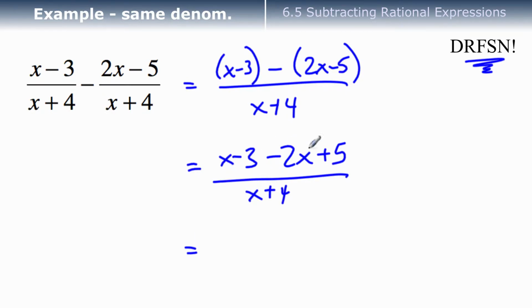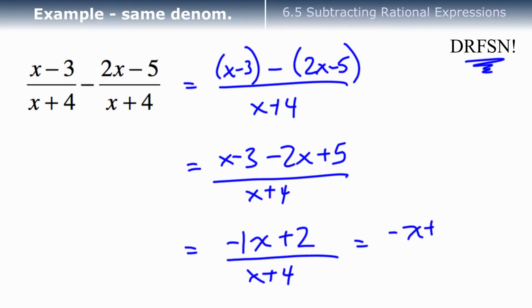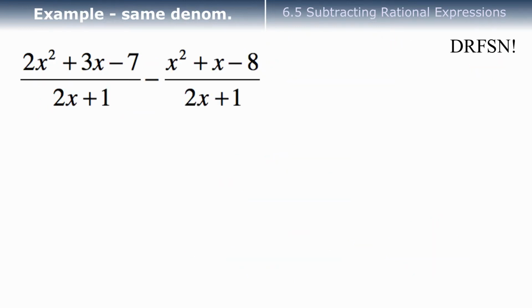And then I'll collect like terms. x take away 2x would be negative 1x, and negative 3 plus 5 would be a positive 2, all over x plus 4. If you wanted to write that as negative x plus 2 over x plus 4, that's fine too. Okay, dirty, rotten, filthy, stinking negative. Careful with that one. Let's try maybe another one. I'm just going to do 5 or 6 questions for you.